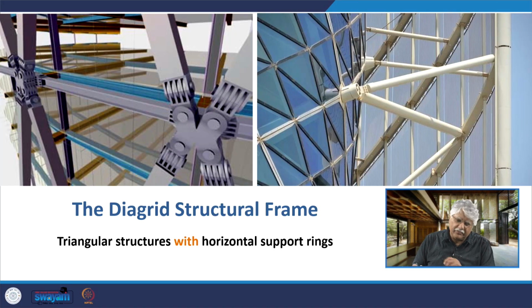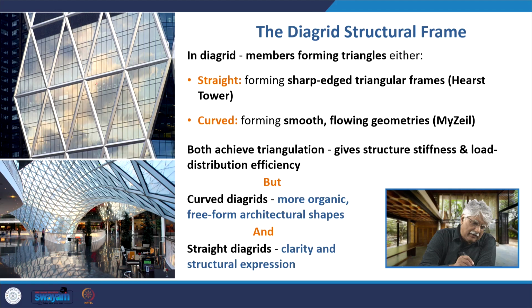It has a triangular structure, the main triangular component along with horizontal support beams. So, for example, here in the Hearst Tower, we have the triangular component, the Diagrid, and in the lower part there is this horizontal support beam. Now, in Diagrid, the members which form the triangles can be straight, forming these sharp edged triangular frames as we see in the Hearst Tower. In fact, it is also true for the Gherkin, but there the building becomes like a torpedo. It has this oval shape, but even in that shape the triangular frames are sharp edged and straight.